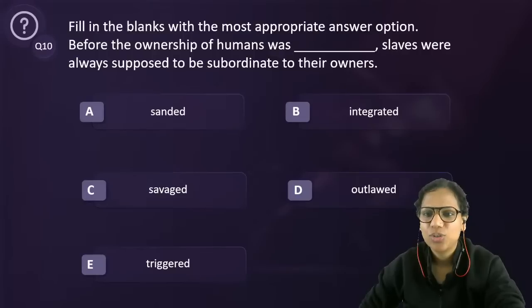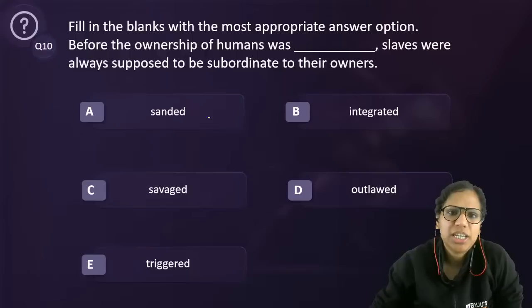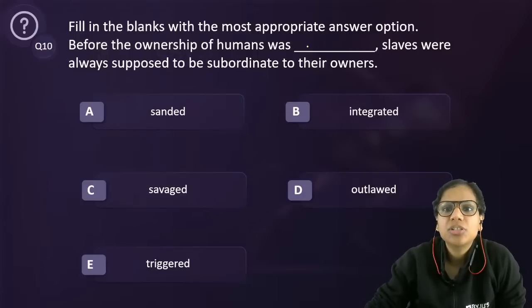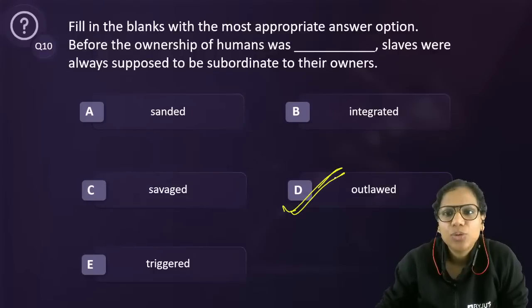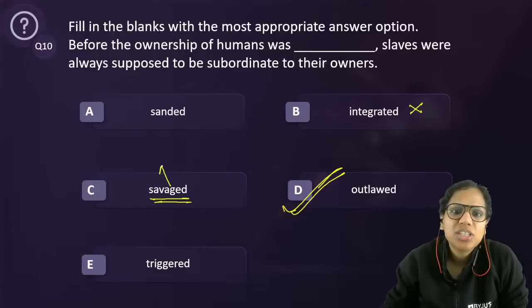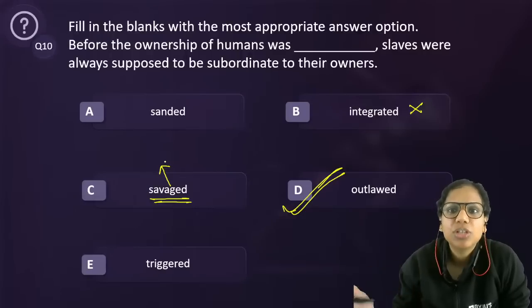So 10th, what do you say? D is what you say, outlawed. Absolutely correct. Before the ownership of humans was banned by law, that's what I mean to say, outlawed. Slaves were always supposed to be subordinate to their owners. Integrated is an opposite idea, does not fit. Savage means something that's brutal, that's barbaric. So savaged does not even make sense.